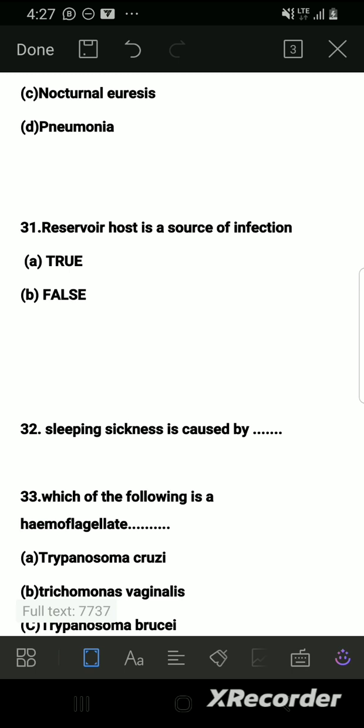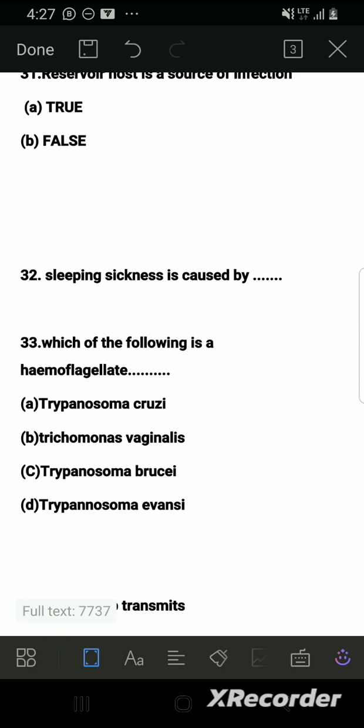Then number 31 says the reservoir host is a source of infection. Yes, the reservoir host is a source of infection. Number 32 says sleeping sickness is caused by Trypanosoma. Trypanosoma brucei, either rhodesiense or gambiense, causes what we call sleeping sickness.